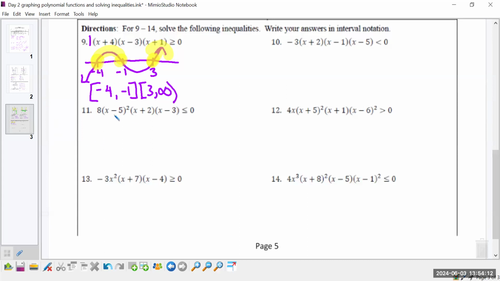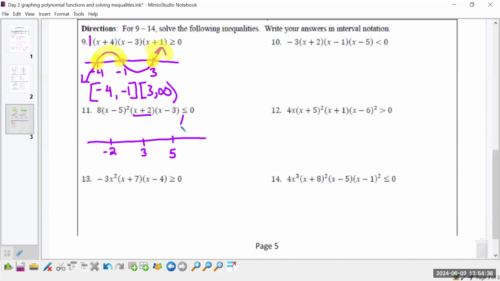Number 11. So number 11, there's an 8 here. Not really a big deal. I just have to remember it's a positive leading coefficient. And I've got 2, the degree is 4 because 2 plus 1 plus 1 is 4. So it's going to go up, up. Let's get the zeros down. So my first zero is actually -2, and I want to remember that's a single zero. Then I've got 3, which is also a single zero, and then I've got 5, which is a double zero.